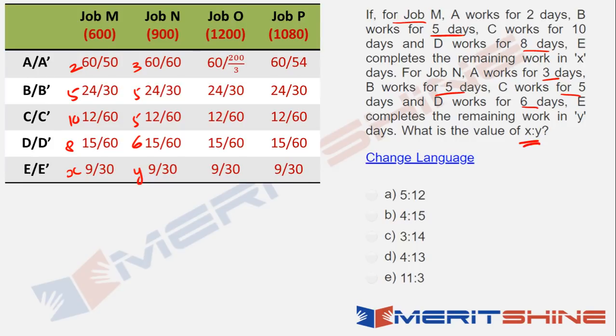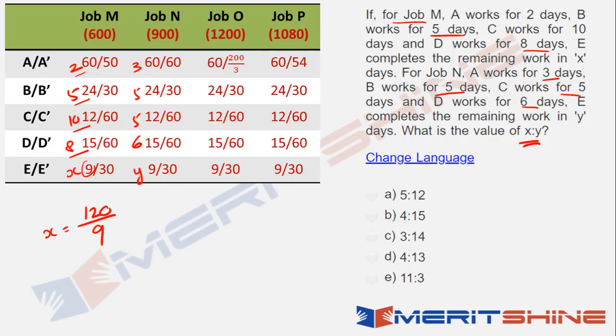Not too difficult, just do this. 2 into 60, 120, 10 into 12, 120, 15 into 8, 120. So 120 units are left for this guy. Efficiency is 9. So what is the value of X here? 120 divided by 9. So this is the number of days for which this guy will need to work. So X becomes 120 by 9.